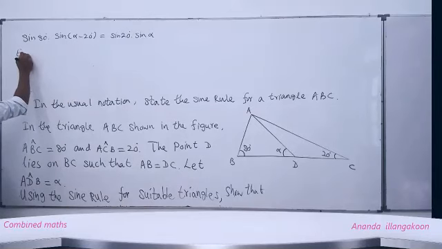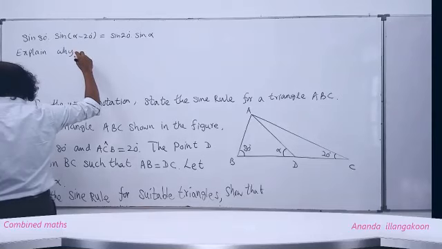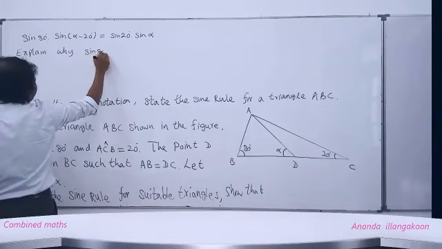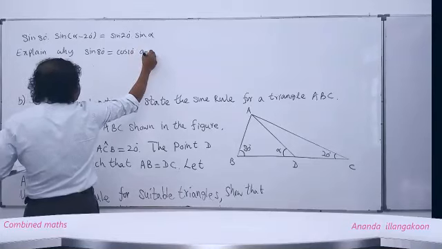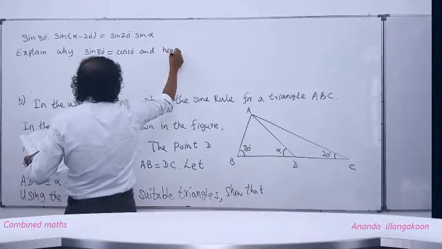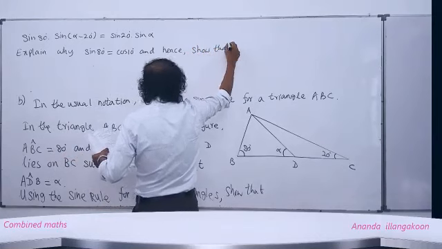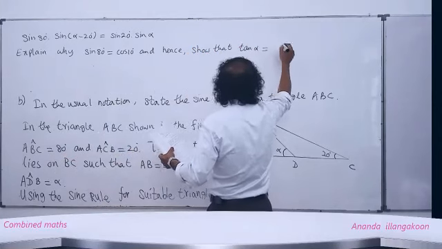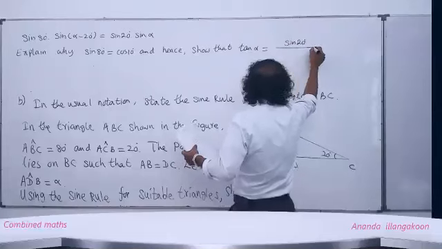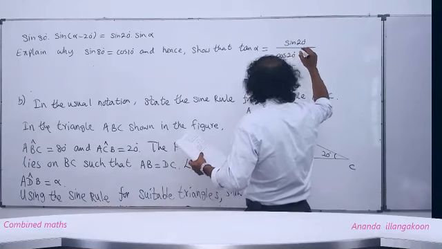Next one. Asking this. Explain why sine 80 is equal to cos 10 and hence show that tan alpha is equal to sine 20 divided by cos 20 minus 2 sine 10.